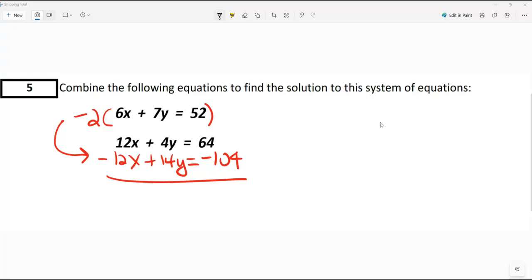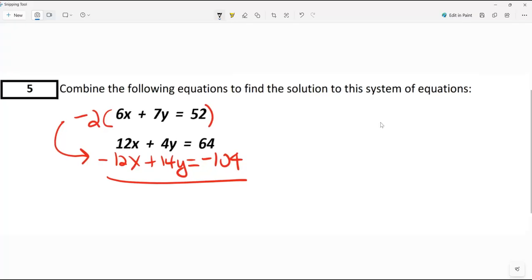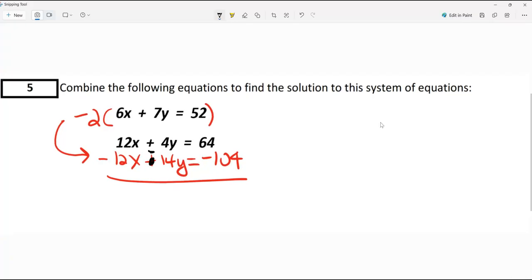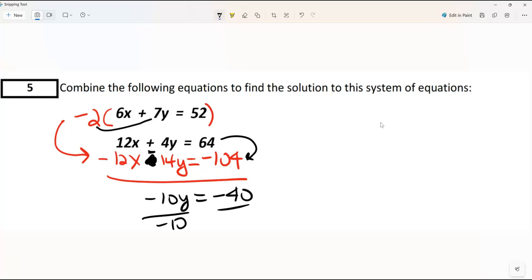Okay, so the 12x's cancel, 4y plus positive 14y. Actually, this is a negative. I just caught that. So always remember, this is a negative, okay? Because it's negative 2 times positive 7. I'm sorry, I almost made a mistake. So plus 4y minus 14y is negative 10y. And then 64 minus 104 is going to be negative 40, okay? Then divided by negative 10, divided by negative 10, y equals, negatives cancel, and we get a 4, okay?